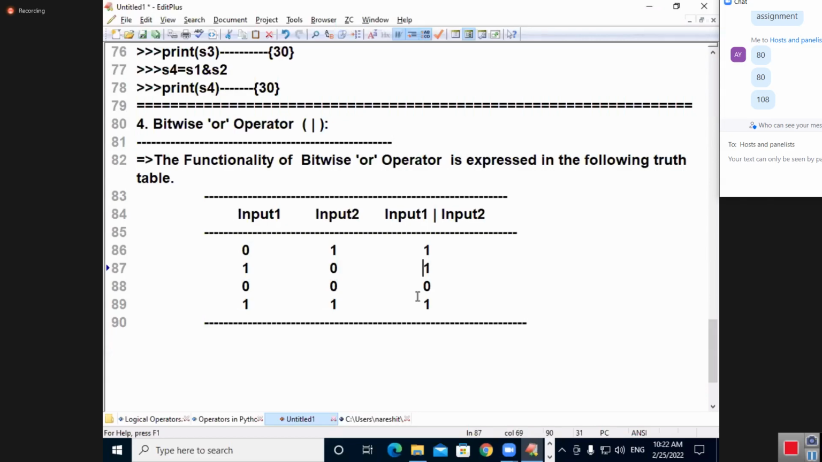That's why I don't want to tell you blind rules. Sum rule means 1 plus 1 is equal to 2? Dangerous. Definitely they will ask who is your faculty. Don't tell my name, please. 1 or 1, 1. Either pencil or pen, any one of it. 1 or 1, 1. 1 or 0, 1.